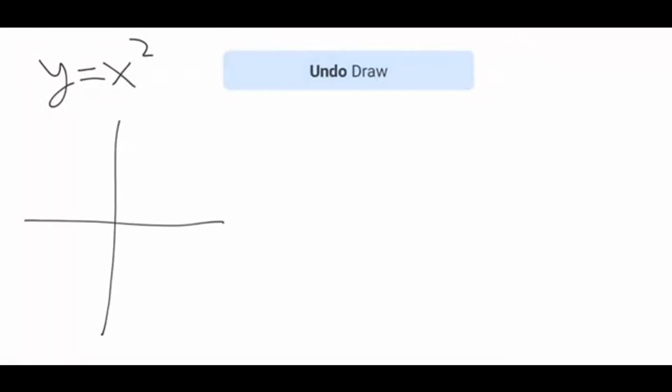Let's take a look at how quadratic equations can be translated when we're graphing. So, if we start off with y equals x squared, we know what that looks like. It looks like a simple U that has a vertex right at the origin, and it opens up.